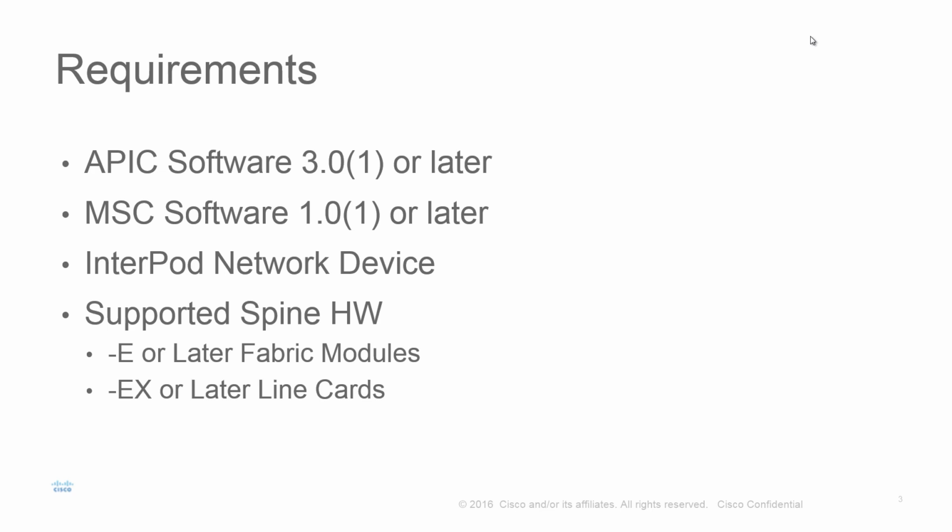If you do have spines that do not have this hardware, they can still be used in your fabric. They just can't be your Interpod connections. So only the spines that connect to the Interpod network have these dependencies. And for our leaf switches, they can be any model. It does not matter at all.